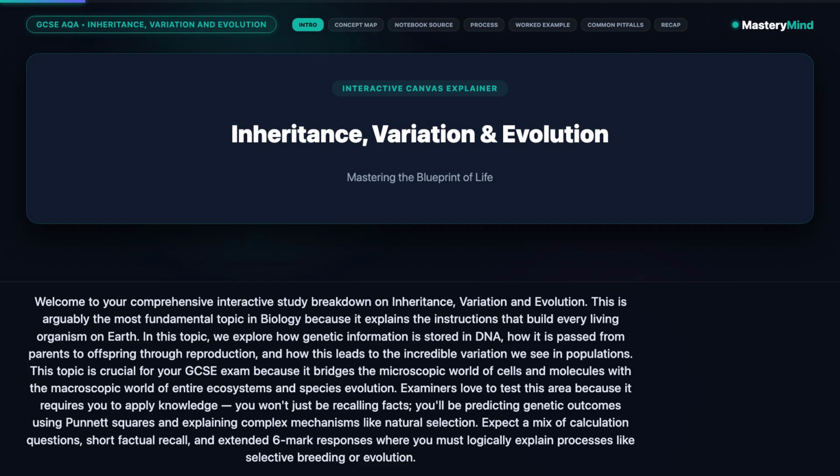This topic is crucial for your GCSE exam because it bridges the microscopic world of cells and molecules with the macroscopic world of entire ecosystems and species evolution. Examiners love to test this area because it requires you to apply knowledge.